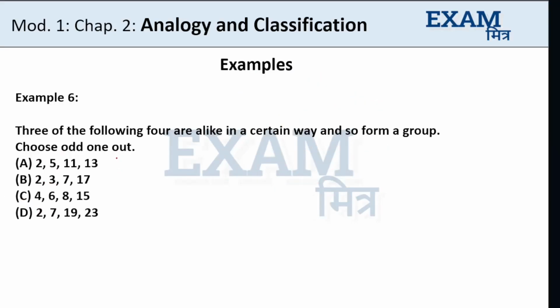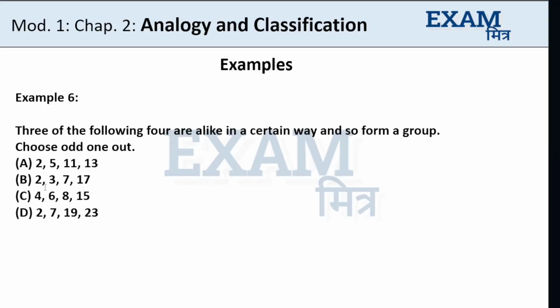Okay, now see this example. 3 of the following 4 are alike in a certain way, and so form a group. Choose the odd one out. So that means these are 4 groups, and 3 out of these 4 groups are following the same relationship. And we need to find the odd one out. Now see, if you observe here, in the first set, 2, 5, 11, 13, they are all prime numbers.